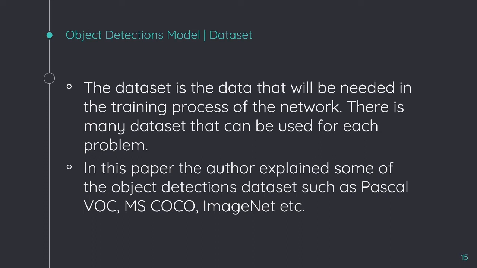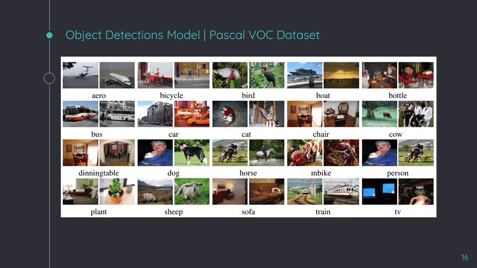There is a bunch of datasets that can be used for each problem that we want to solve. In this paper about object detection, the author explains some of the object detection datasets such as Pascal Visual Object Class, Microsoft Common Objects in Context, ImageNet, and etc. This is the example of the Pascal Visual Object Class dataset, which contains 20 classes of objects, and each image has the label or the ground truth of the object in the image. So we can provide this dataset to our deep learning model, and our deep learning model can train based on the dataset that has been provided.